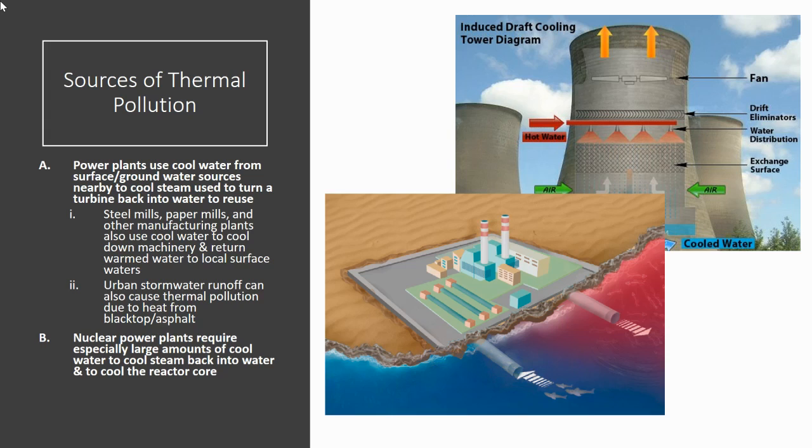Urban stormwater runoff from, say, cities. Right, we know that heat island effect that we discussed a little bit in Unit 4. We know that cities, because of a lot of the blacktop asphalt that's used to create the infrastructure, tend to hold on to a lot of heat energy. When we see urban stormwater runoff, that water is going to be very hot, simply because of the surface from which it's coming. And obviously, like we said before, nuclear power plants also require large amounts of cool water to help cool the steam back into water and also to cool the reactor core.